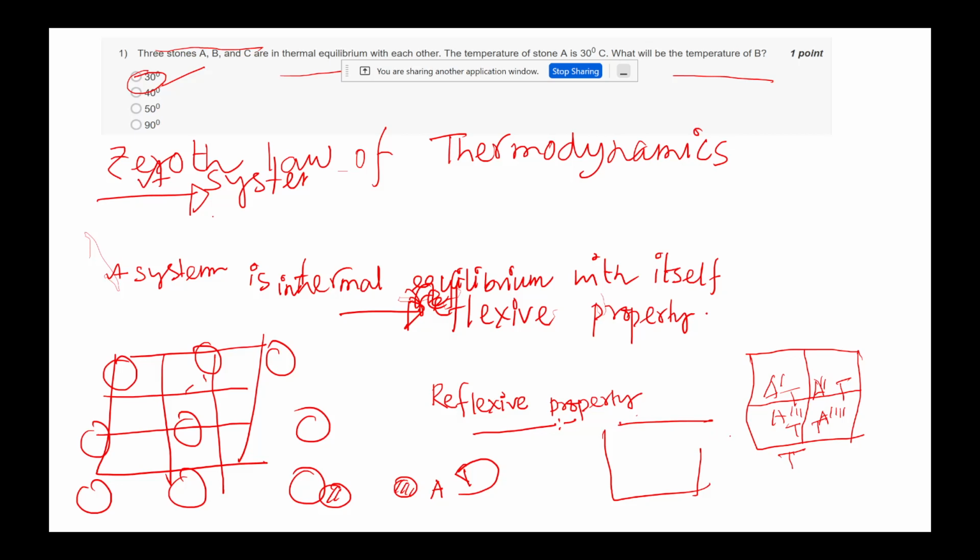Same constituent. Exactly. Let's say that the area of this whole surface is 10 meter square, and you have subdivided it into 2.5 meter square blocks, okay? And then this T is also the same for all those portions.